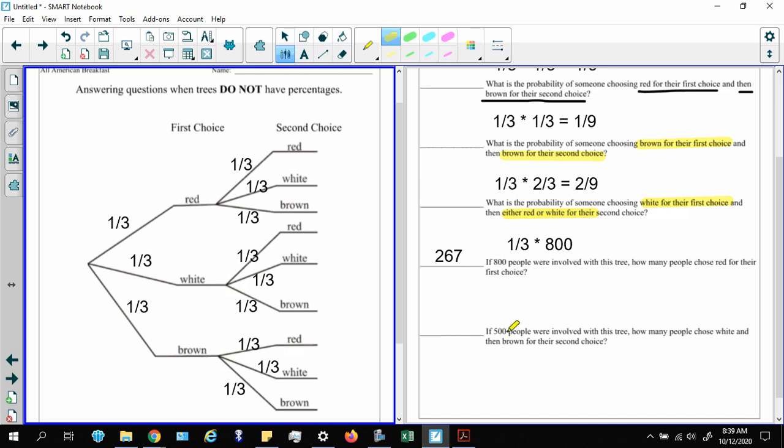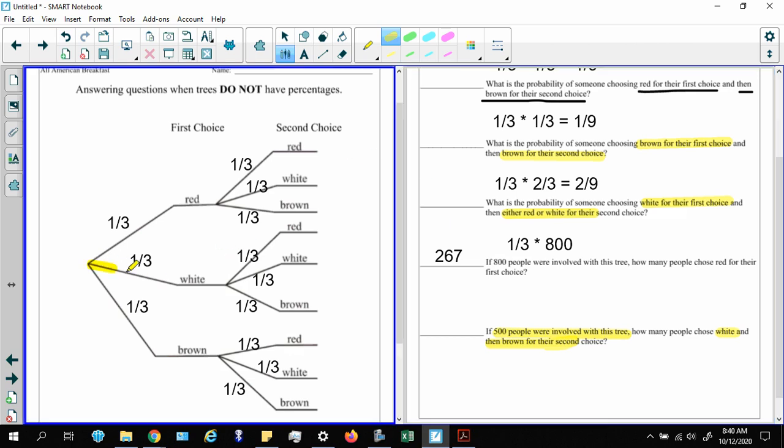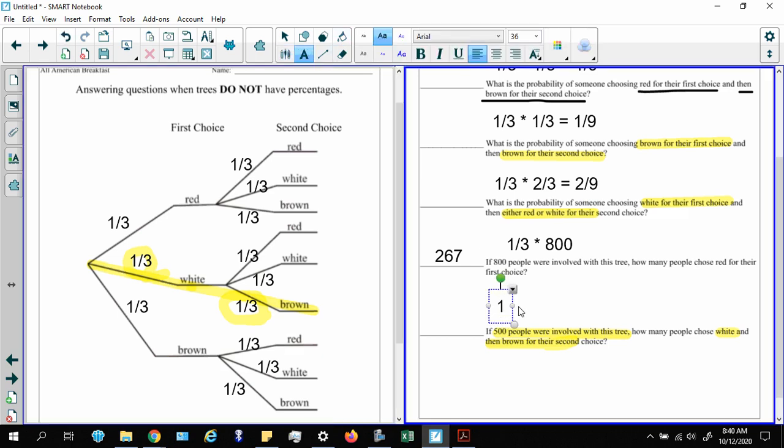All right, lastly, it says if 500 people were involved in the tree, how many people choose white and then brown for their second choice? Okay, so let's find the probability first. So choosing white for their first choice, we got to take this 1/3, and then brown, which is right here, which is another 1/3. So we're dealing with two branches. So hopefully by now you know that we're going to take both of these branches and multiply them together, okay, which gives us 1/9. But since we're actually dealing with people, we got to go one more step and times by the number of people.